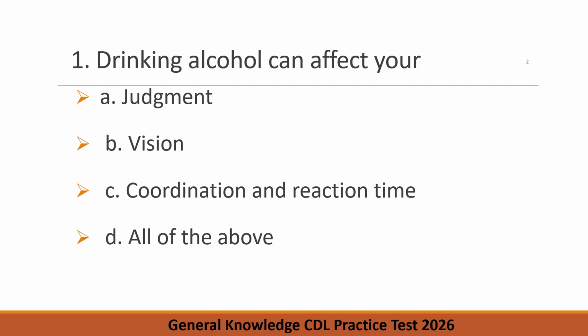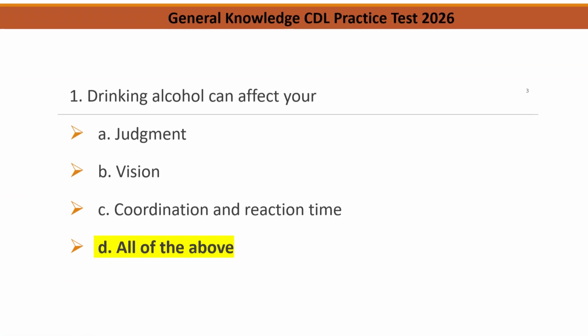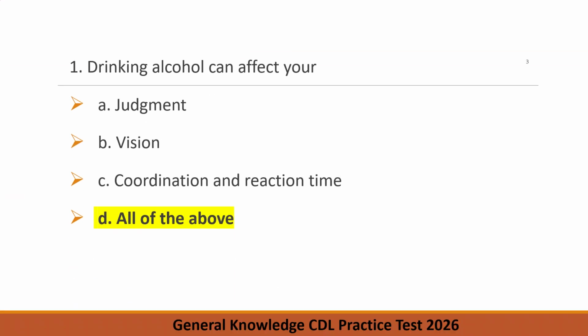1. Drinking alcohol can affect your A. Judgment, B. Vision, C. Coordination and reaction time, D. All of the above. Answer: D.